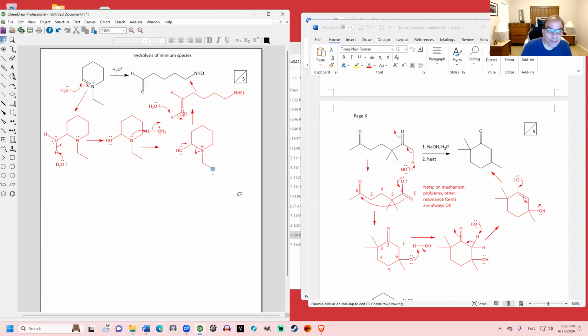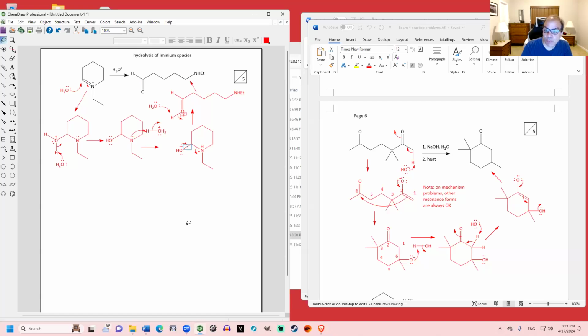That then breaks open the 6-membered ring. We form a carbon-oxygen double bond right there. We break the carbon-nitrogen bond, and that's where the NH-ethyl comes from. This nitrogen is this nitrogen. And then we have 1, 2, 3, 4 CH2s in between. That gives us this intermediate, which is just the protonated aldehyde. So we show water pulling off the proton from the aldehyde carbonyl oxygen, and that gives us the product.